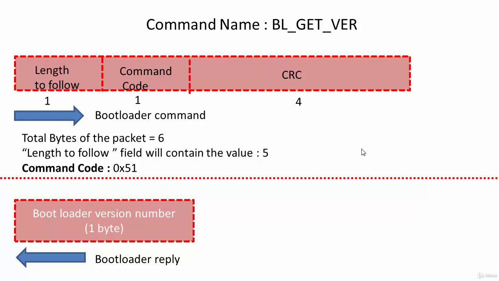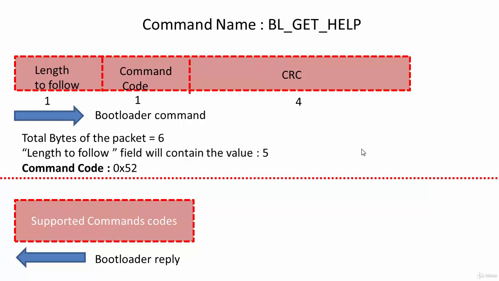In this particular command, bl get version, the total bytes of the packet will be 6 bytes. So 4 plus 1 plus 1 plus 4, right? The length to follow field will contain the value 5, and the command code will be 0x51 for this command. The reply sent by the bootloader for this command will be 1 byte, which is the bootloader version number. Now let's see another example.